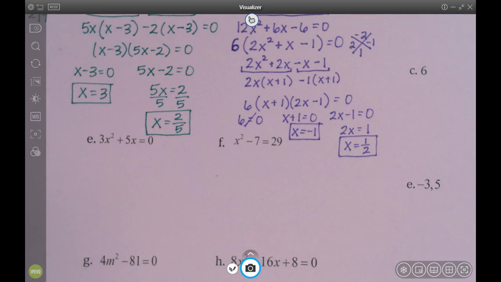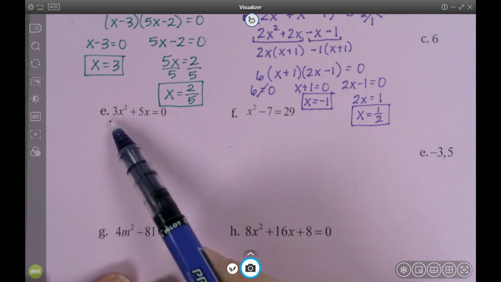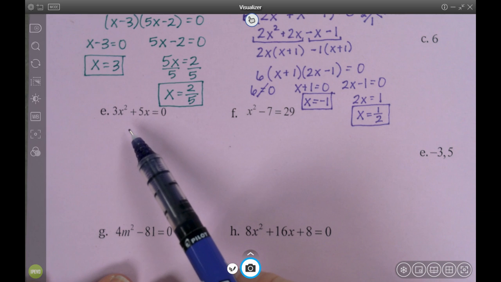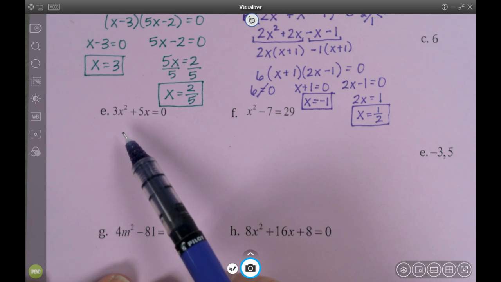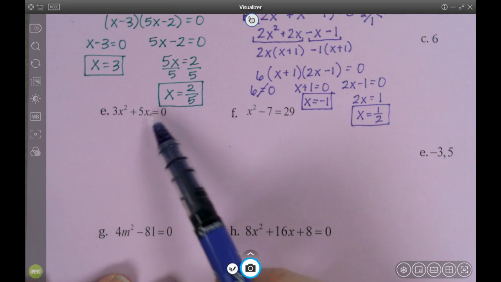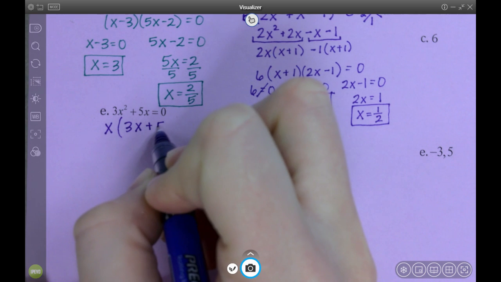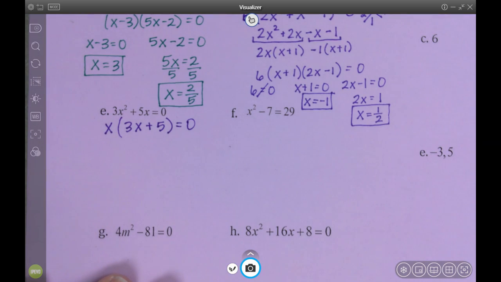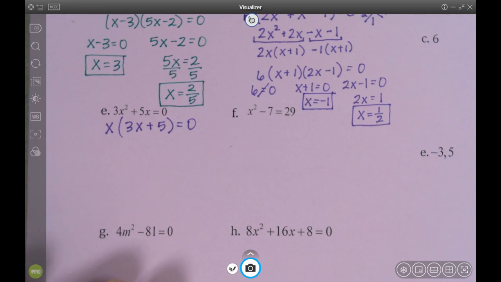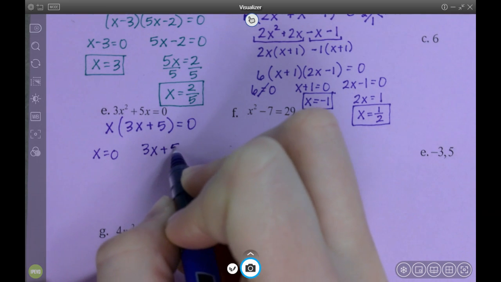Okay, part E. How do I factor that one? 3x squared plus 5x equals 0. That's the first thing you always look for. Greatest common factor. Do I have one? X. So I'm going to take out an x, which leaves me with 3x plus 5. Can we just solve it like that? Yep. Now it's factored. So you can do x equals 0 and 3x plus 5 equals 0.